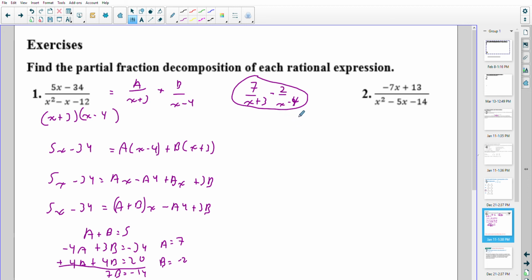Now, why would you do this? The reason why you would break it down into denominators with linear factors is because it's something that you can do in calculus called differentiation. So you'll be able to differentiate this much easier than you could differentiate this.